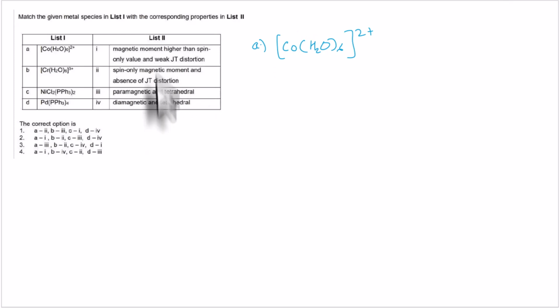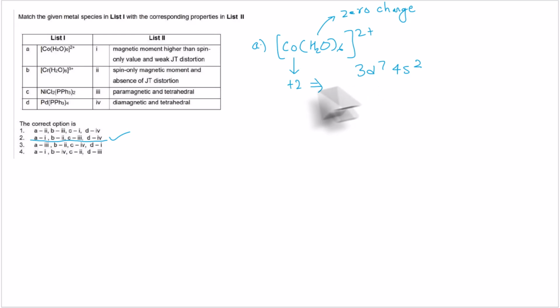And if we look at the statements, it is regarding the magnetic moment and the magnetic character and also the shape of the complexes. So A has cobalt. Cobalt is the central metal ion and the oxidation state of cobalt here is +2 because H2O aqua ligand has 0 charge. Now the ground state electronic configuration of cobalt is 3d7 4s2. And in the +2 oxidation state, the electronic configuration becomes 3d7 4s0.